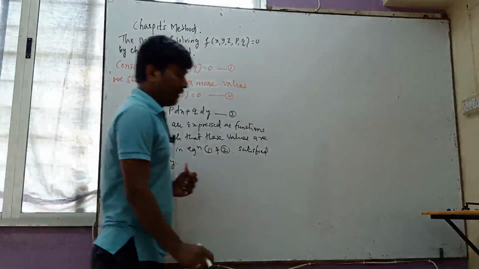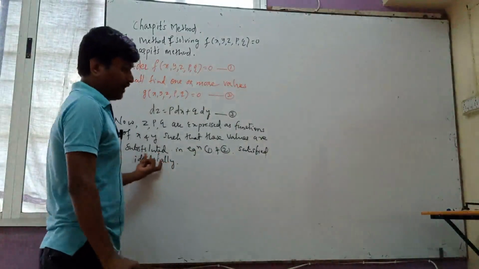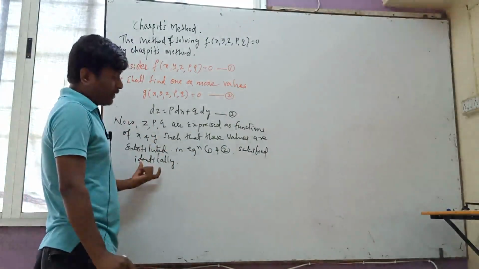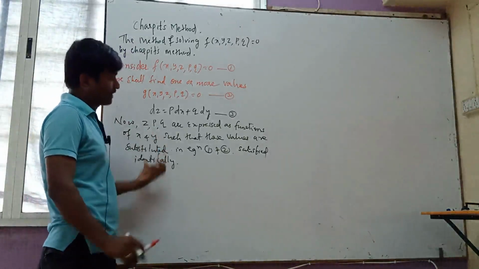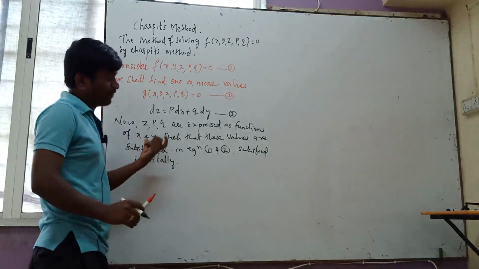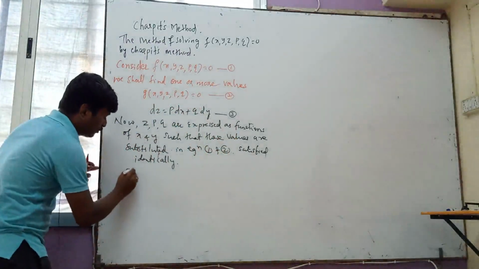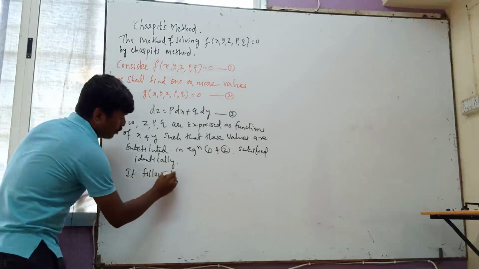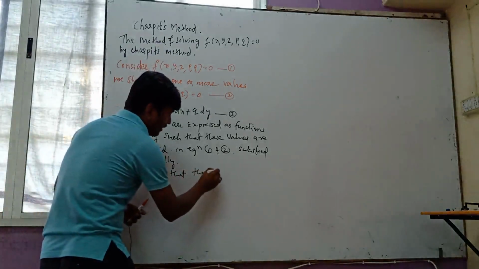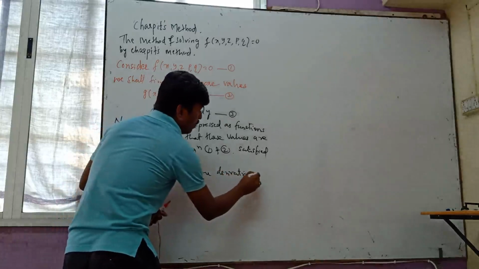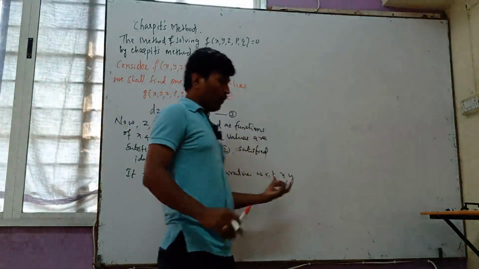So now our aim is to know this. It follows that when we partially differentiate with respect to x and y, their derivatives with respect to x and y will vanish.